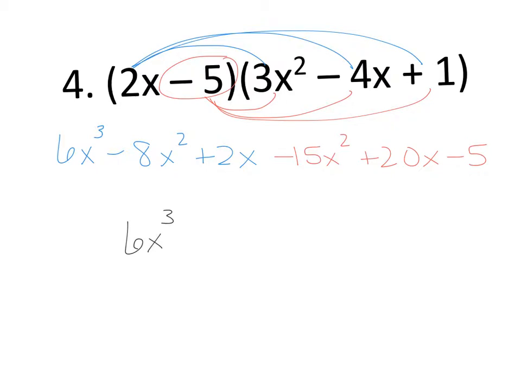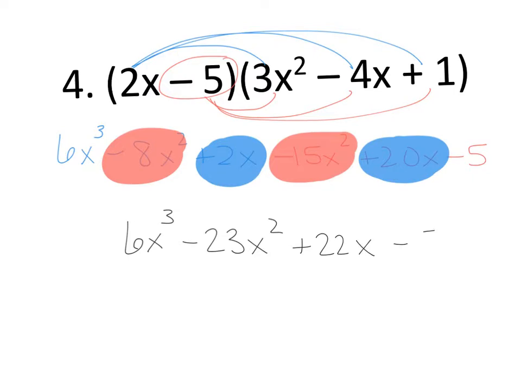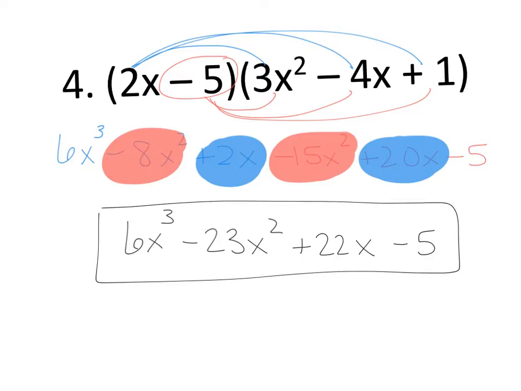All right, and then I'm going to go ahead now and look at squareds. Well, I have a negative 8 and a negative 15. So that's going to give me a negative 23x squared. Okay. Then I'm going to go to the next guy here. I've got 2x and a 20x. I can combine those and get positive 22x. And then the negative 5, it can't combine with anything else. And so that's my answer.